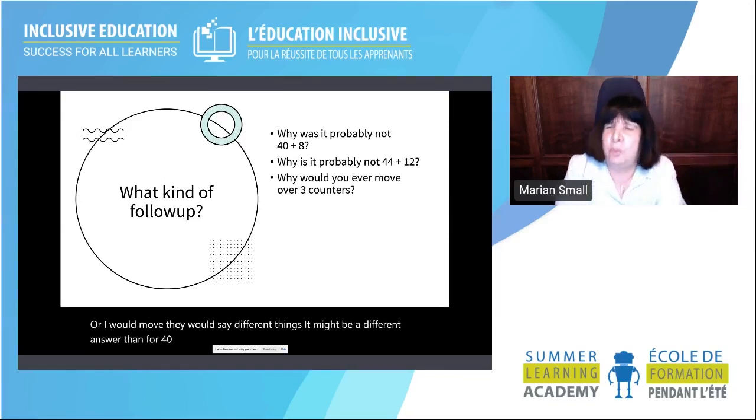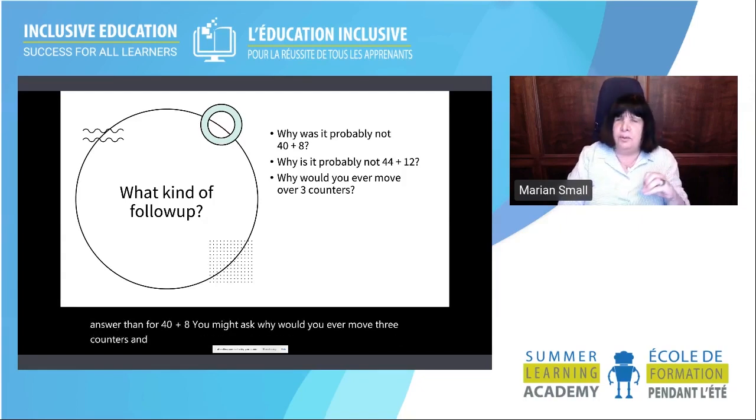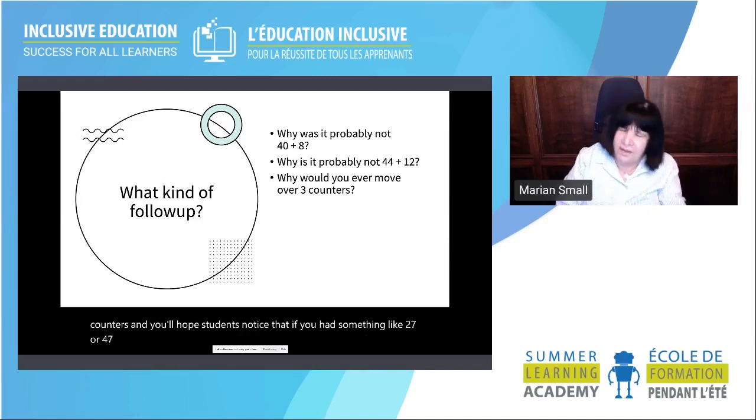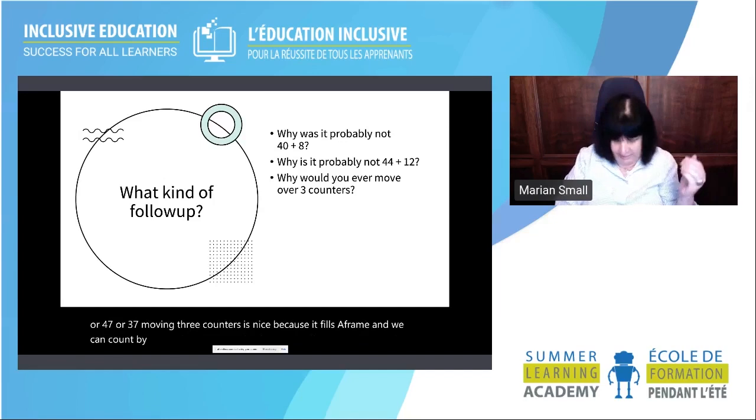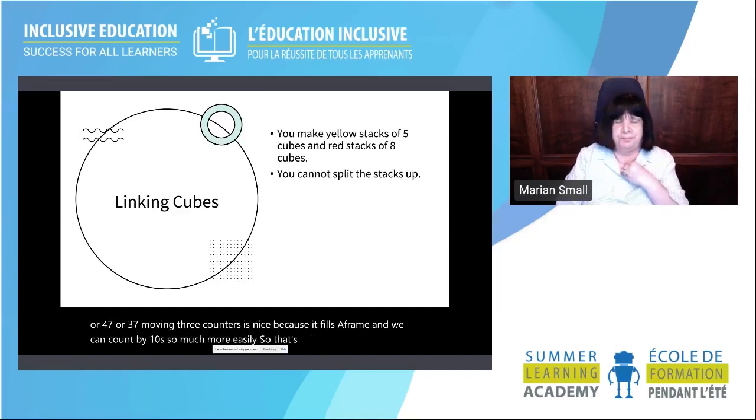You might ask, why would you ever move 3 counters? And you'll hope students notice that if you had something like 27 or 47 or 37, moving 3 counters is nice because it fills a frame and we can count by tens so much more easily. So that's what we're going for.